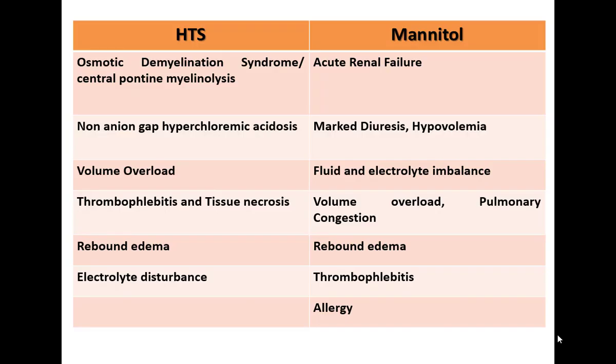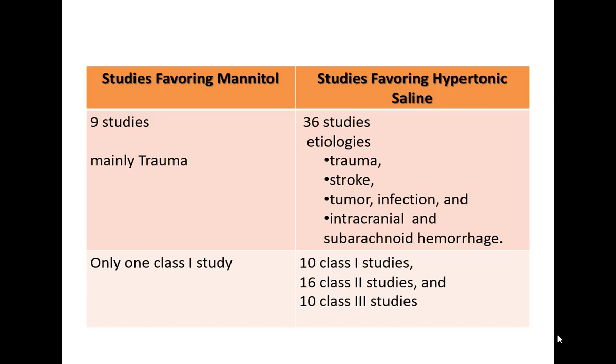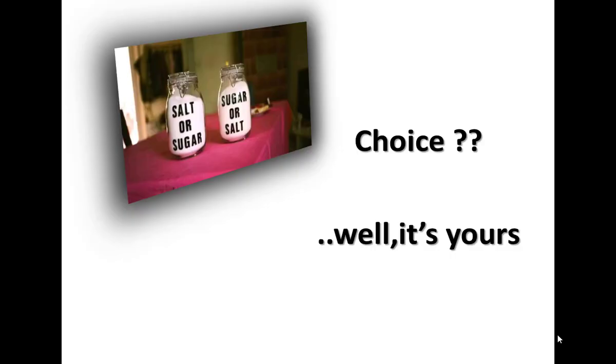So the pros and cons of both. Demyelination is not as commonly seen as documented. Acute renal failure is seen with mannitol; volume overload, electrolyte imbalance and thrombophlebitis could be there in both of them. Rebound edema can happen in both of them. Electrolyte disturbances will happen in both of them. And so which one do you prefer? Well, studies are more skewed towards the use of hypertonic saline now, but the choice is still yours because there are no guidelines for that.